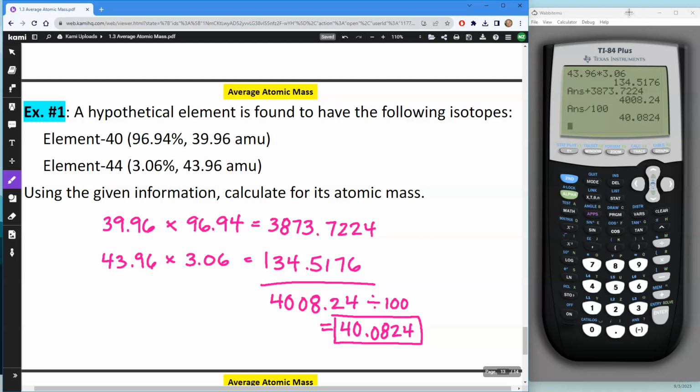Now, does that answer make sense? So our smallest number was 39.96, and our largest isotope was 43.96. Our average has to be between those two numbers, which it is. 40.08 falls between 39.96 and 43.96, so that answer is okay. If I got a number that was 15, for example, that's way less than my smallest number. That doesn't make any sense.